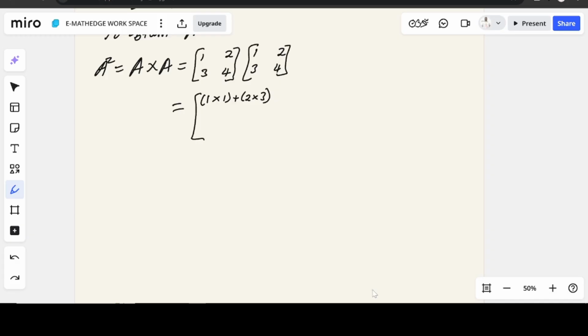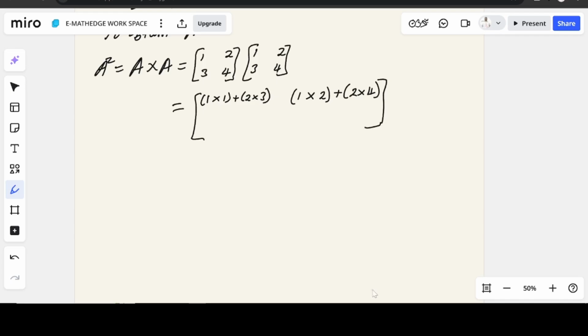Now, to obtain the element in the first row, second column, we multiply the elements in the first row of the first matrix by the elements in the second column of the second matrix. So it's going to give us 1 multiplied by 2 plus 2 multiplied by 4.